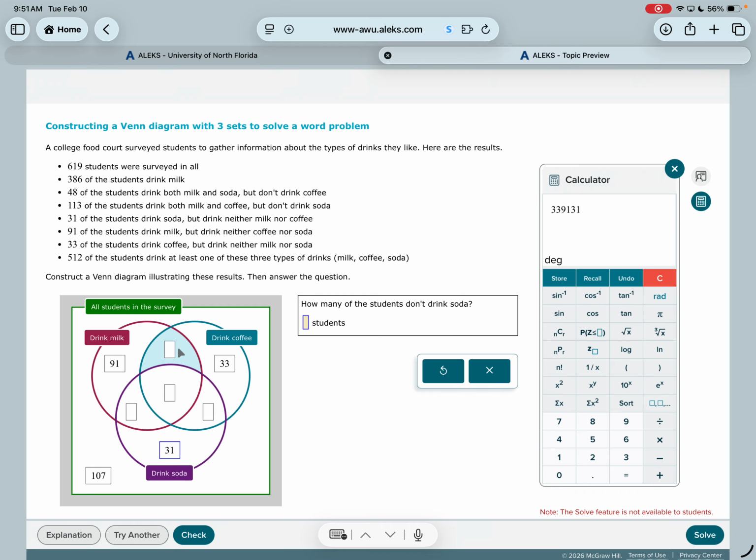If I know 113 should go... Oh, wait, that should be 113. I don't have to do anything. You just got to figure out which one goes there. 113 drink milk and coffee, but not soda. Yeah, so that just goes there.